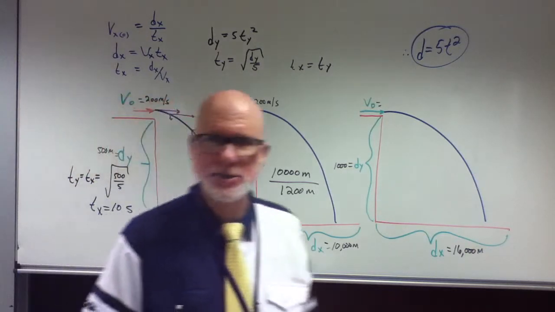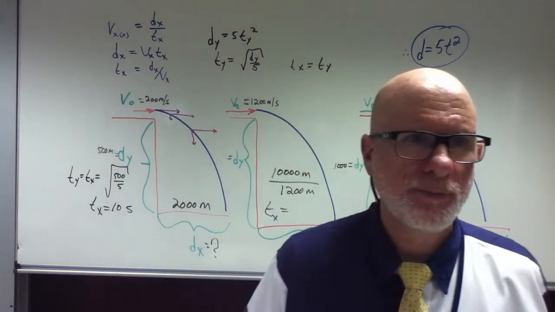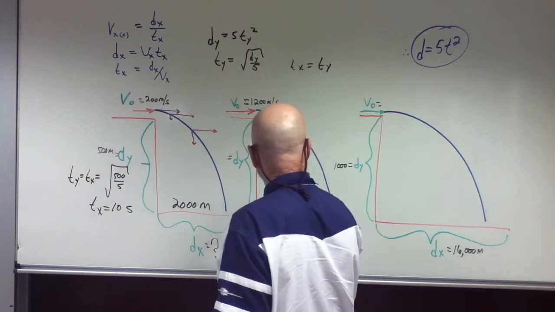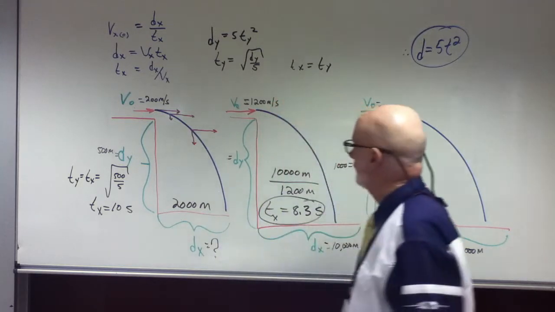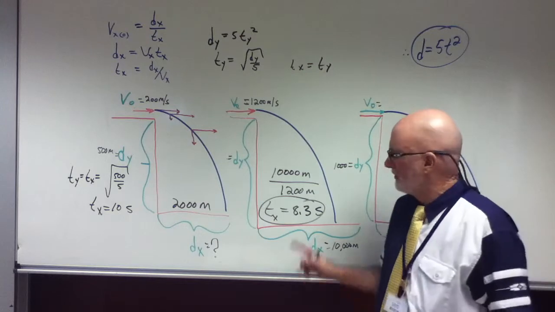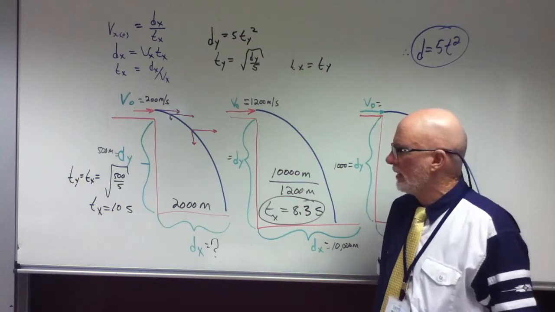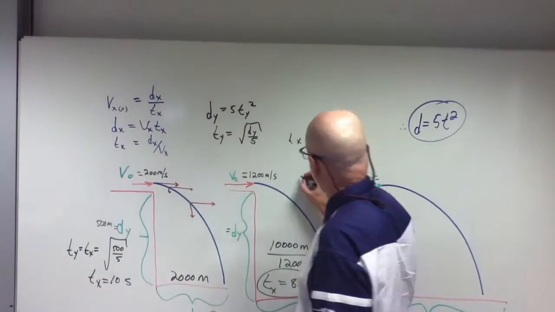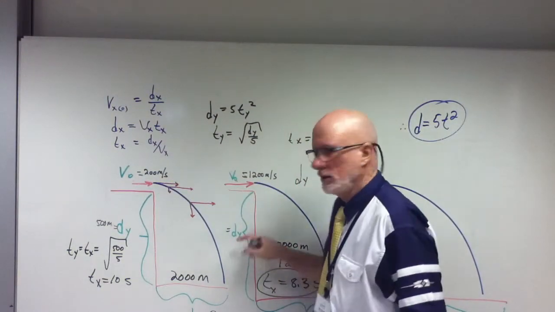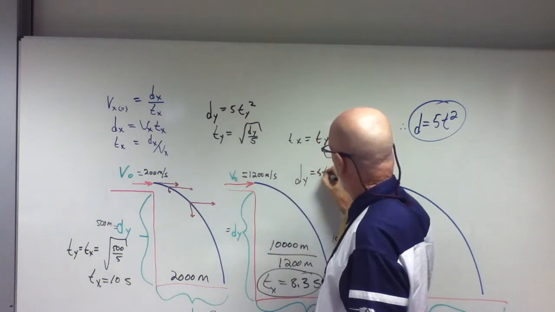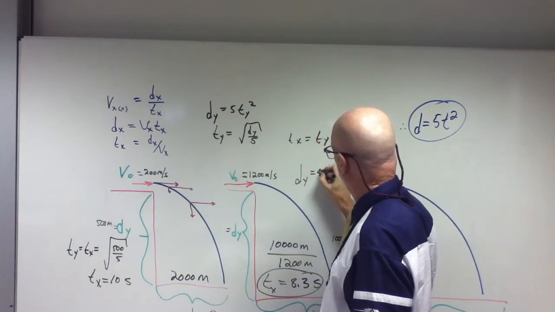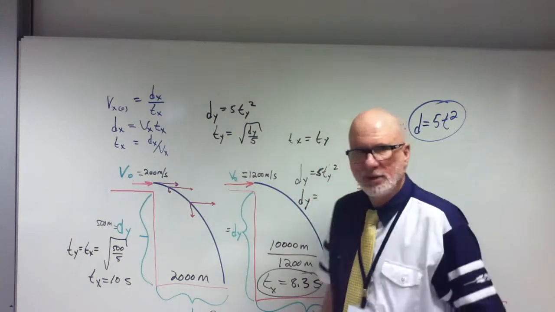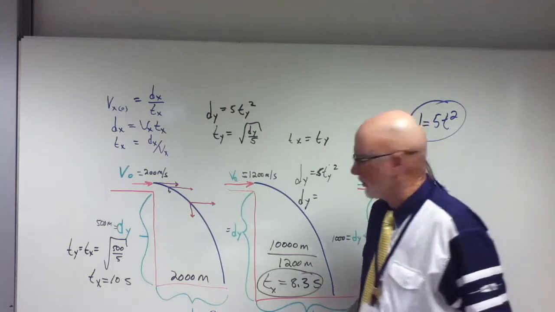Okay, but can you give me a decimal equivalent? 8.33. We'll just say 8.3 is fine. Correct? So now what? 8.3 is the time. Now what? dy, that's what I'm looking for, is going to be 5ty squared, right? Yes. So that's going to be dy equals 5 times 8.3 squared.